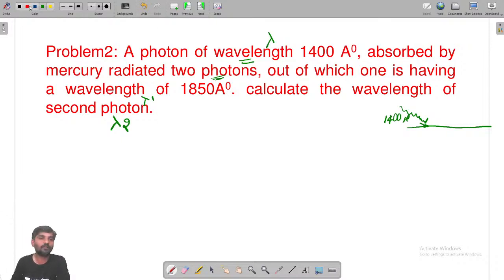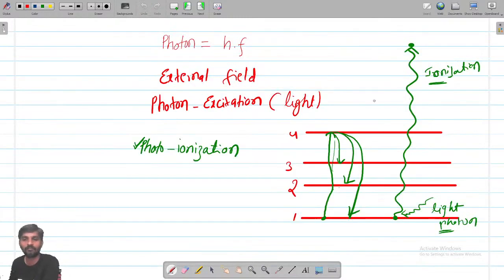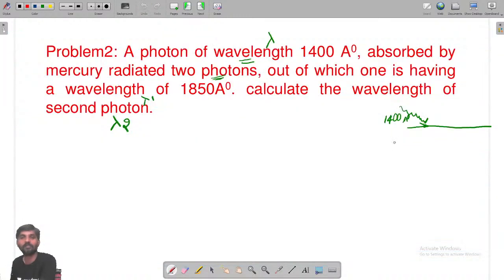Now after absorption, as I told you, it has to come back to its lower level, yes or no? So this photon is going to be 1400 angstroms. After that, it has to come back. So what is it saying, sir? It radiates 2 photons. One has lambda 1, and the other one has lambda 2. So assume that.